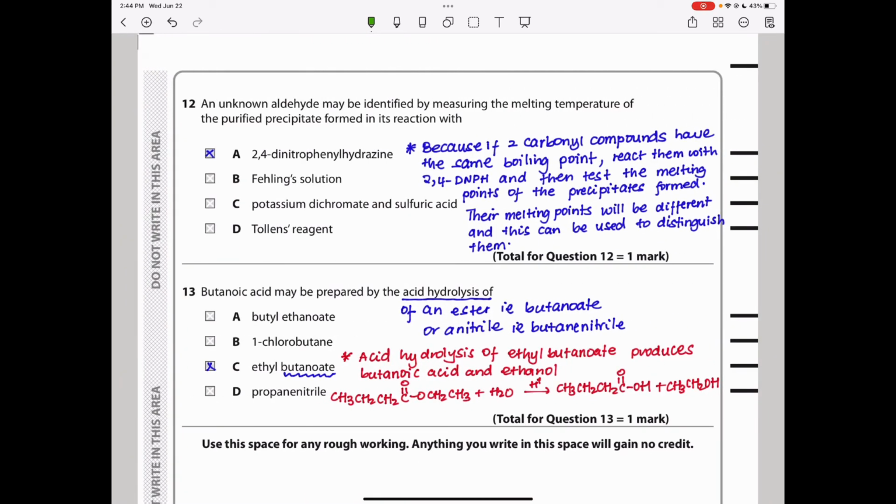Question 12 says, an unknown aldehyde may be identified by measuring the melting temperature of the purified precipitate formed in the reaction with, of course, this is easy, 2,4-dinitrophenylhydrazine.